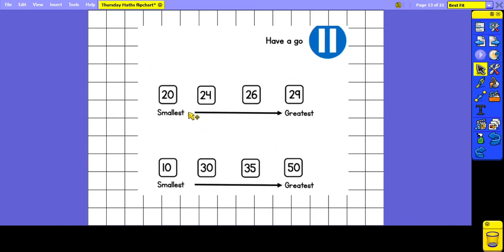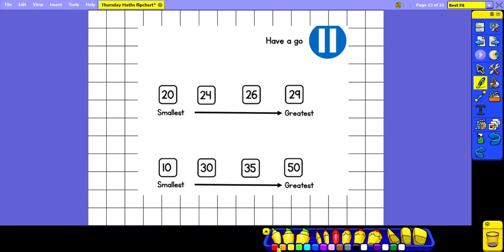Okay, so if we are ordering the numbers from smallest to greatest, with these numbers, they each have the same tens. They each have 2 tens. So to order them, you need to look at the ones. And as you can see, 20 has 0 ones, 24 has 4 ones, 26 has 6 ones, and 29 has 9 ones. So the ones are getting greater each time.